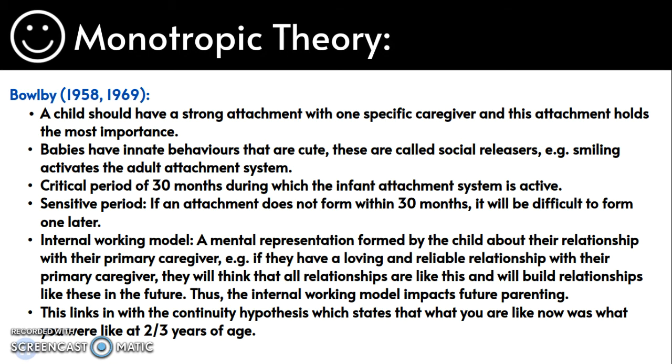The internal working model is a mental representation formed by the child about their relationship with their primary caregiver. For example, if they have a loving and reliable relationship with their primary caregiver, then they will think that all relationships are like this and will build relationships like this in the future. And obviously this applies vice versa. Thus, the internal working model impacts future parenting. This also links to the continuity hypothesis, which states that what you are like now was what you were like at 2 or 3 years of age.